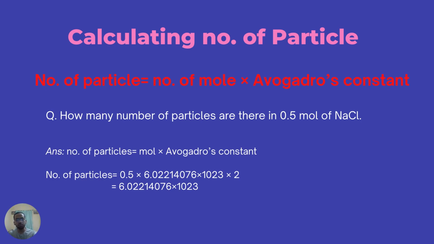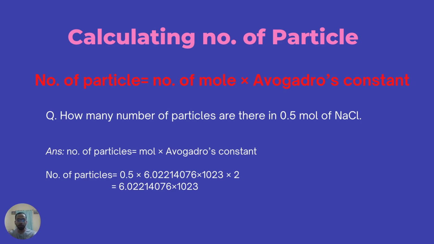We have to always remember the Avogadro's constant is always the same, regardless of RMM or RAM. Whether we are dealing with relative atomic mass or relative molecular mass, the Avogadro's constant will always be the same. So we will multiply 0.5 × 6.02 × 10^23 × 2. 0.5 is the mole of NaCl and 6.02 × 10^23 is the Avogadro's constant.